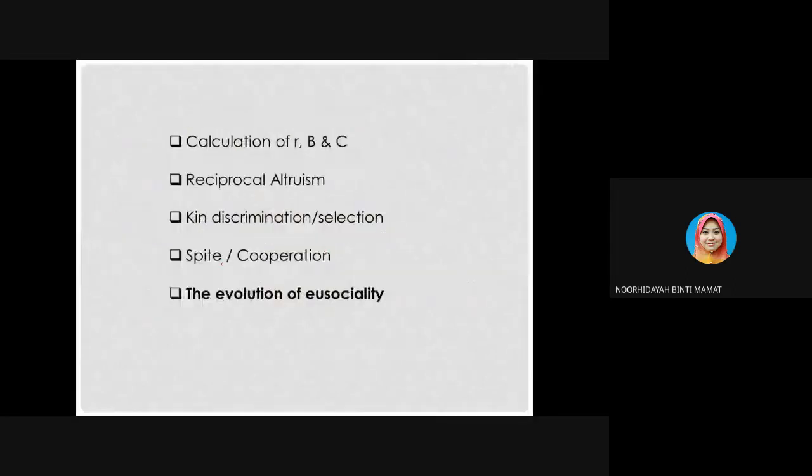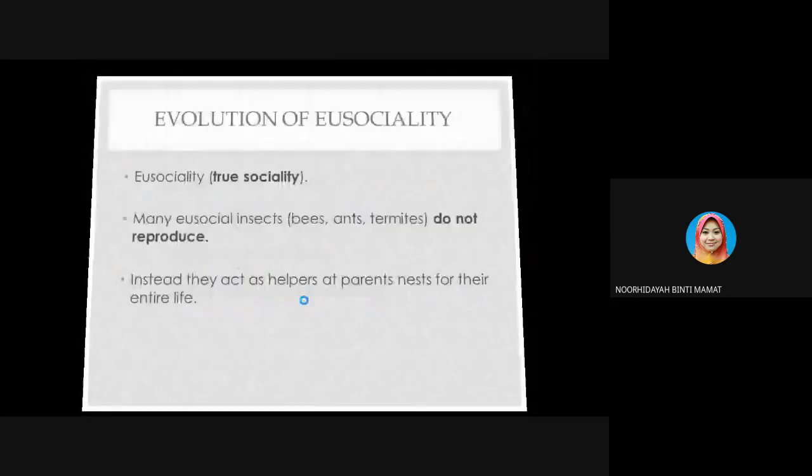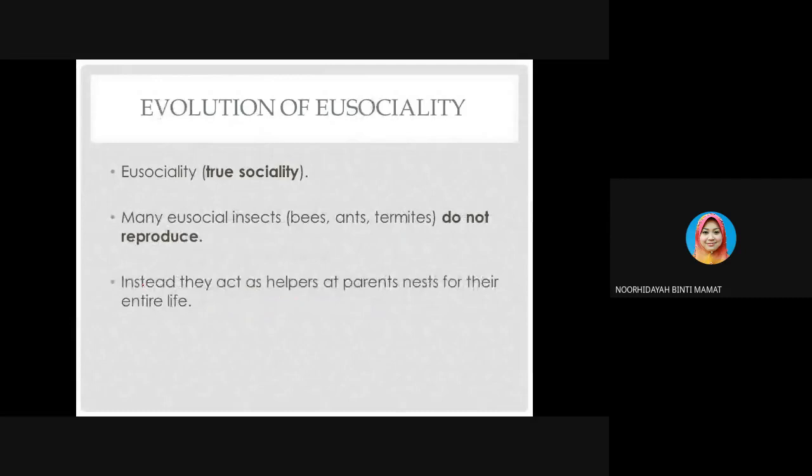Okay, so we are already done with the spite and cooperation. So we move to the evolution of eusociality. In the previous study, we already talked about eusociality, but here we are studying the evolution of eusociality. As you still remember, eusociality is the cooperation of individuals in a group to raise the young, right? They cooperate in the group to raise any young.